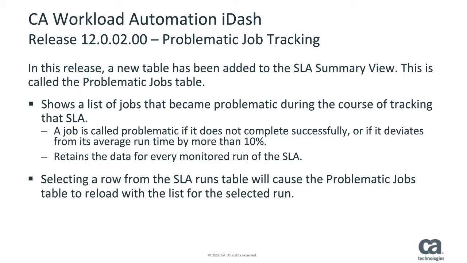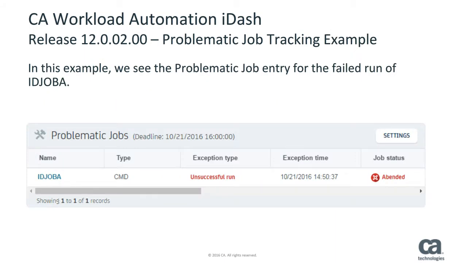Selecting a row from the SLA runs table will cause the problematic jobs table to reload with the list for the selected run. In the example displayed here, we see the problematic job entry for the failed run of ID job A from the previous example.